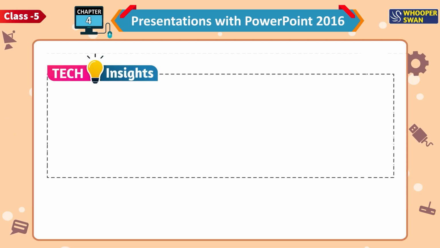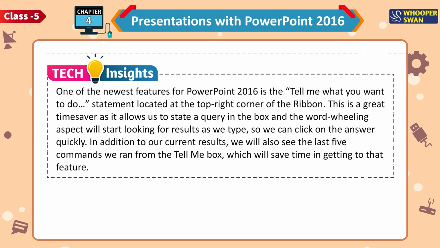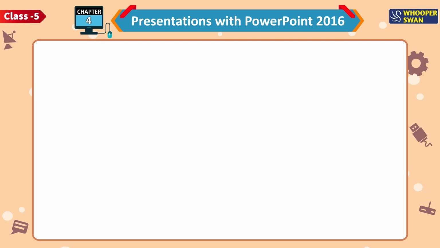Tech Insights. One of the newest features for PowerPoint 2016 is the "Tell me what you want to do" statement located at the top right corner of the ribbon. This is a great time saver as it allows us to state a query in the box and the wheeling aspect will start looking for results as we type, so we can click on the answer quickly. In addition to our current results, we will also see the last 5 commands we ran from the Tell Me box, which will save time in getting to that feature.